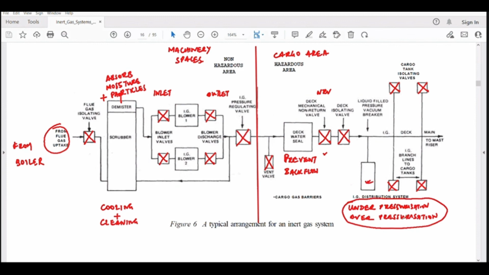It is not a venting device. It is a SOLAS requirement. It is a safety barrier. And then we have the valves going into the different tanks. And the mast riser is a common vent system. That is a separate issue. So please make a sketch, make a note, get the sketch.